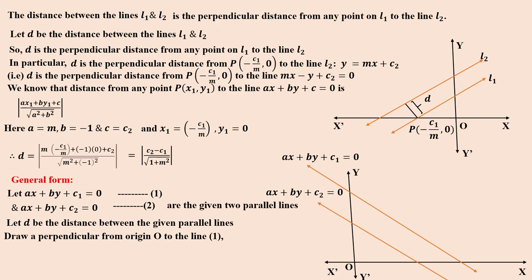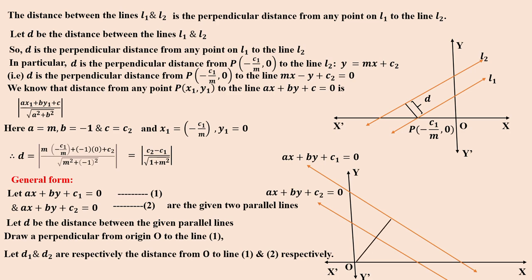Draw a perpendicular from the origin to the line 1. So d1 and d2 are respectively the distance from O to line 1 and 2. So we draw a perpendicular line which meets the first line, ax plus by plus c1 equal to 0, at M, and meets the second line, ax plus by plus c2 equal to 0, at N, right? So this one is d, that is the distance between two parallel lines, the perpendicular distance between them. And d1, d2.